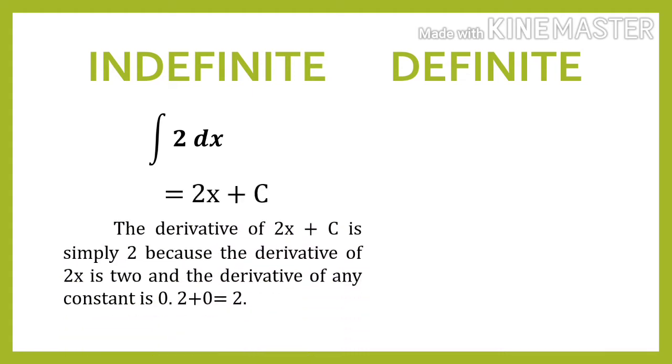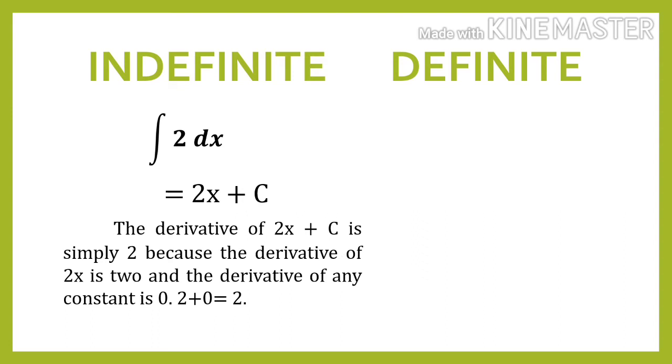Here's an example. Let's evaluate the indefinite integral of 2 with respect to x. The integral of 2 is 2x plus c, since the derivative of 2x plus c is simply 2, because the derivative of 2x is 2 and the derivative of any constant is 0. So 2 plus 0 is 2. Therefore, the antiderivative of 2 is 2x plus c, and the derivative of 2x plus c is 2.